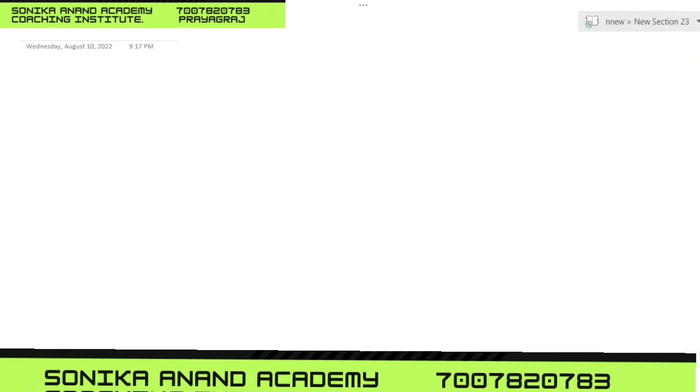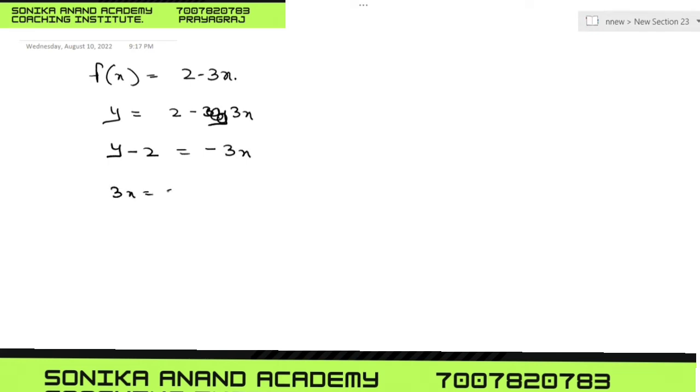What is the question in the textbook? f(x) is equal to 2 minus 3x. Hatika, are you there? Yes, ma'am. Listen. We put it as y and try to find the value of x. So y minus 2 is equal to minus 3x. So 3x becomes 2 minus y. So the value of x becomes 2 minus y over 3. Clear? So from here we consider only the numerator.